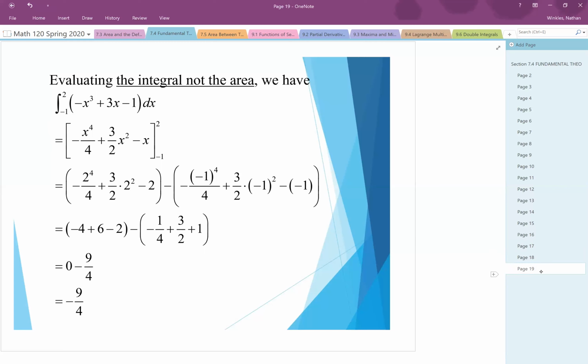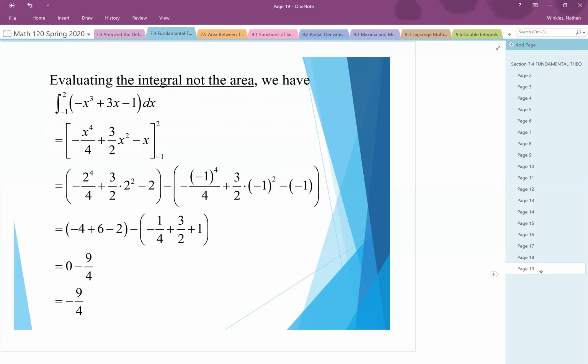So you get negative of 2 to the fourth over 4 plus 3 over 2 times 2 squared minus 2. That's when we plugged in 2. Now we're going to plug in negative 1. So subtracting negative of negative 1 to the fourth over 4 plus 3 over 2 times negative 1 all squared minus the negative 1. So 2 to the fourth over 4, 2 to the fourth is 16 divided by 4 is 4. So that's where the negative 4 comes from. 2 squared is 4. 4 times 3 halves is 6.